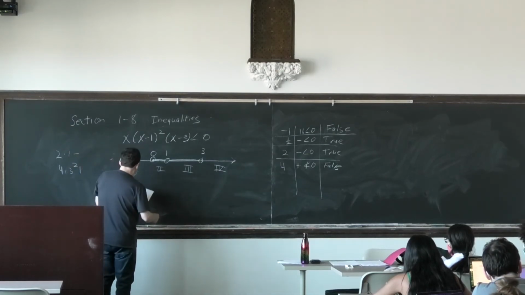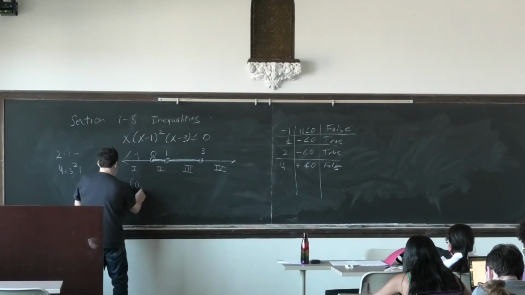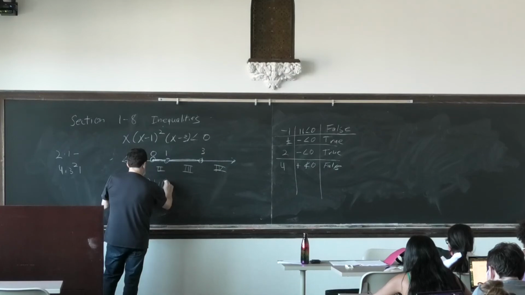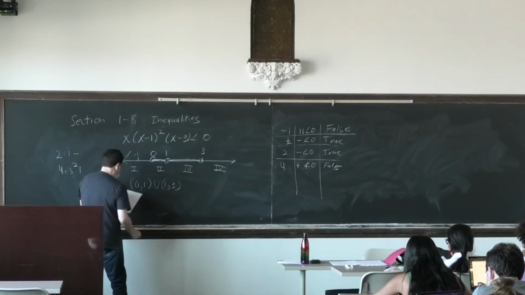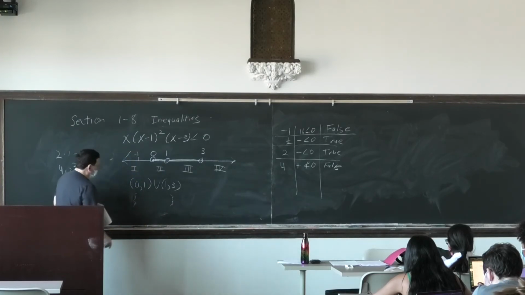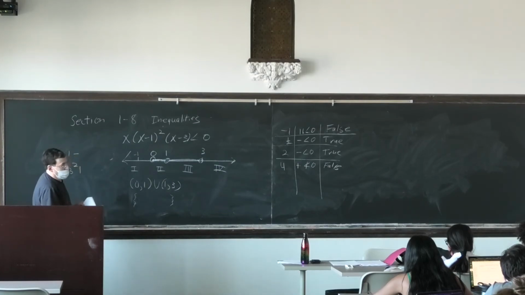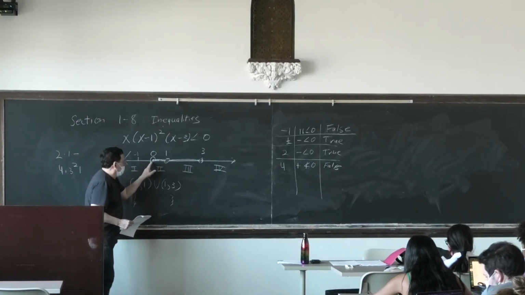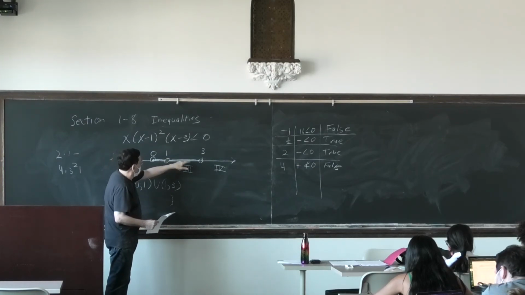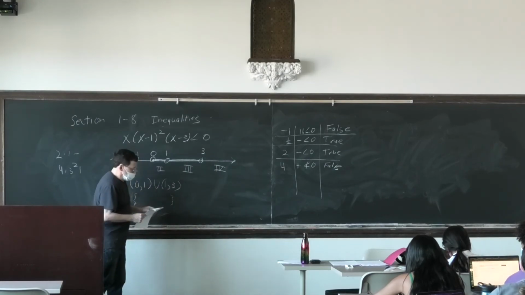So how could we write this? We could write this as the open interval 0 to 1, union the open interval 1 to 3. Or we could do it in set notation too. That's my point. We have to be careful. The sign on the function will not always change at every 0. And in this case, it does.